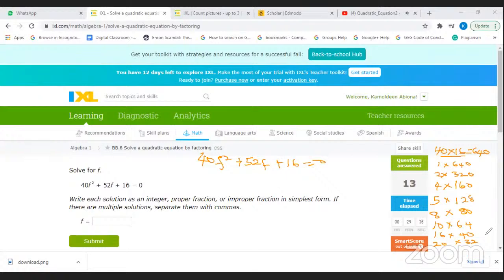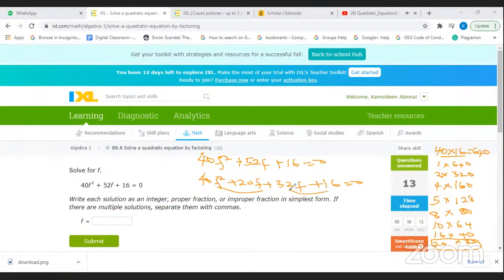So as far as we can go, from all this, we have been able to see our answer. Which one can you add together to give you 52? The only one that we can add together to give us 52 is 20 by 32. So you change it: 40f squared plus 20f plus 32f plus 16 equals 0.